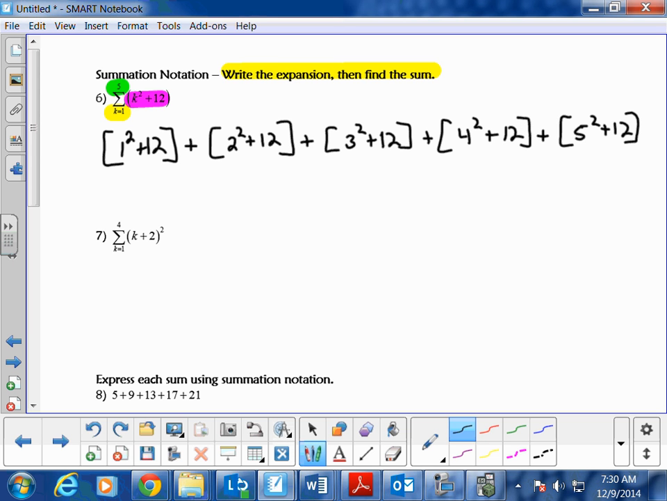So in this case, I'll get 13 here, plus 16, plus 9 plus 12, which is 21, plus 16 plus 12, which is 28, plus 25 plus 12, which comes out to 37. So let's go ahead and add all that together.